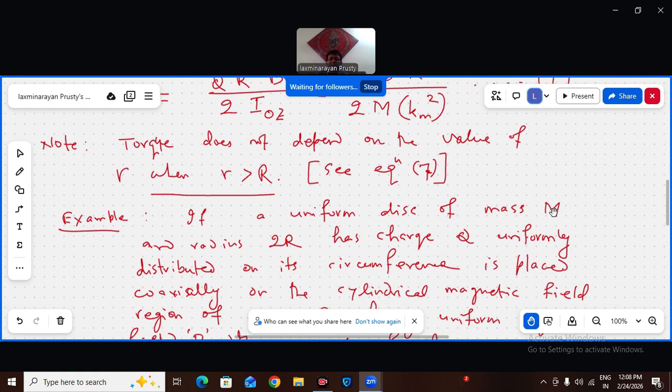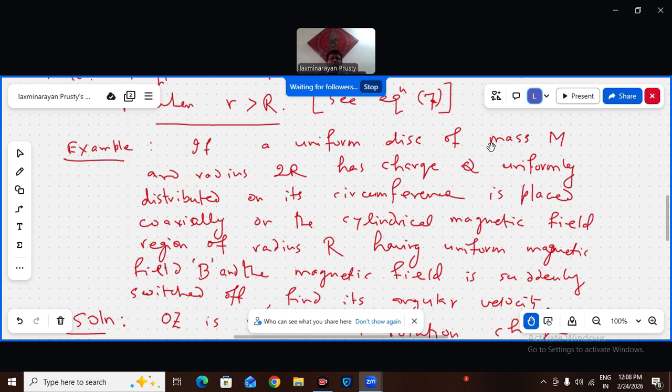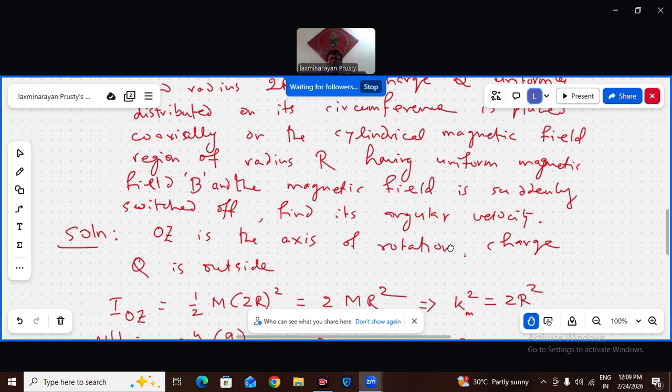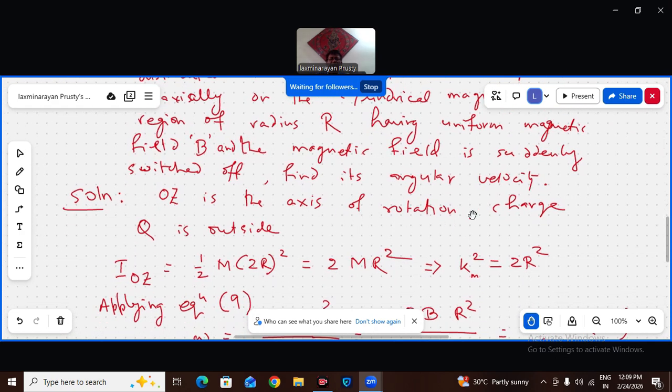So in the uniform disk of mass m and radius 2r now has a charge q uniformly distributed on the circumference. The charge is distributed only on the circumference. That means since it's 2r, it is outside the cylindrical region whose radius is r. It's placed coaxially on a cylindrical magnetic field region of radius r, but this disk radius is 2r. Having uniform magnetic field B and the magnetic field is suddenly switched off. Find the angular velocity. But no problem. OZ is the axis of rotation.